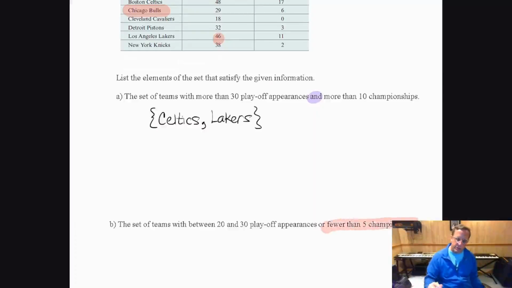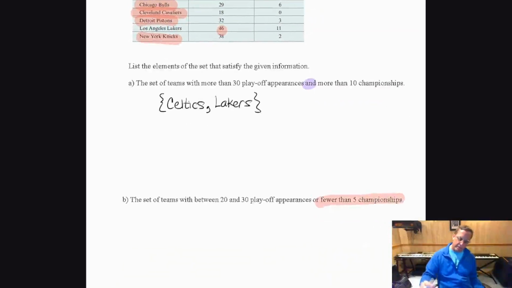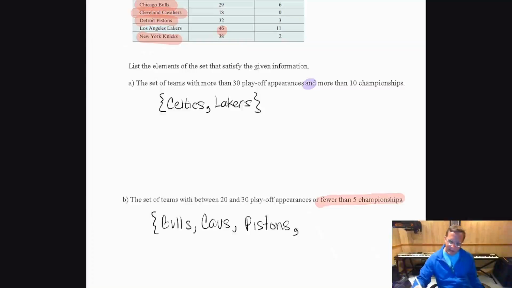Fewer than 5 championships. So let's see here. Celtics have more than 5. The Bulls have more than 5. Cavaliers have less than 5. Pistons have less than 5. And the Knicks have less than 5. So we write this out. The Bulls, it's going to be the Bulls, Cavs, Cavaliers, Pistons, and the Knicks.